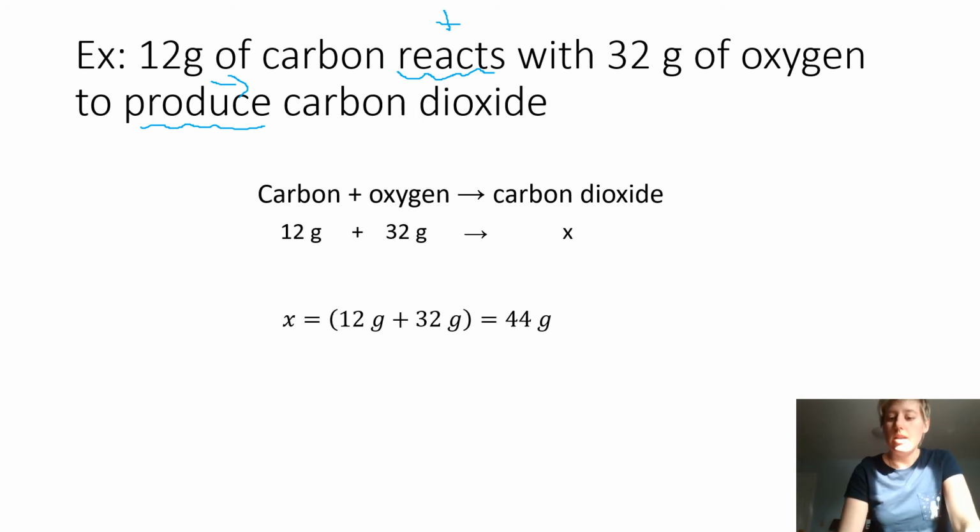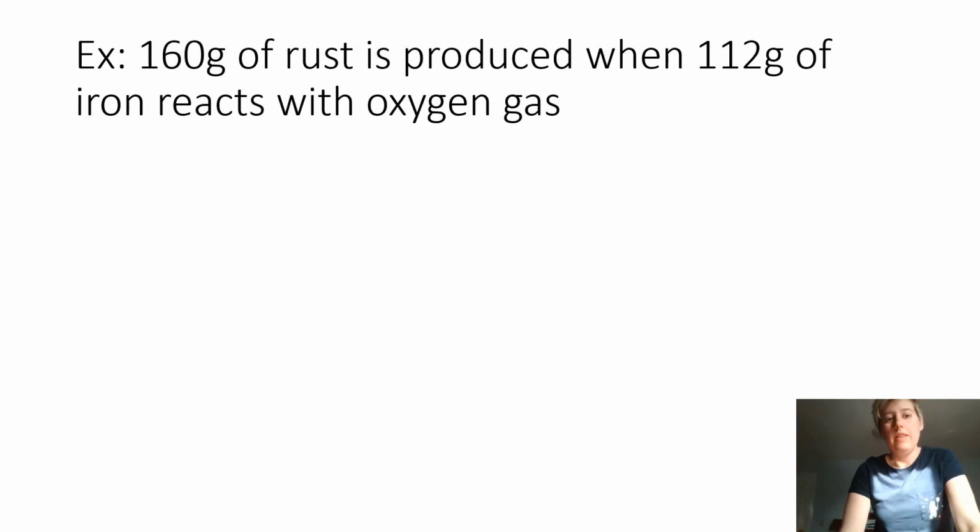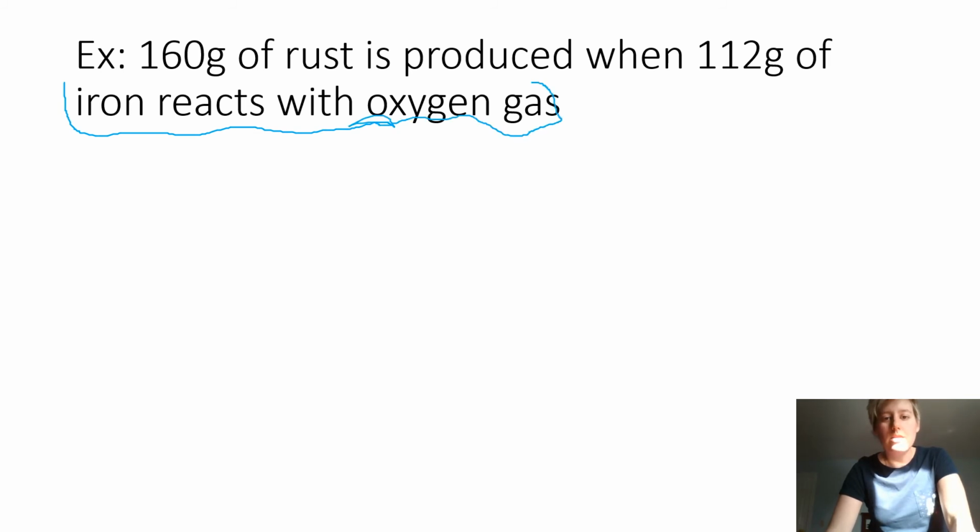All right, let's look at the next question. In this question, we have the following. 160 grams of rust is produced when 112 grams of iron reacts with oxygen gas. Now here, it's actually written backwards. My iron and my oxygen gas are not my products, but my reactants.